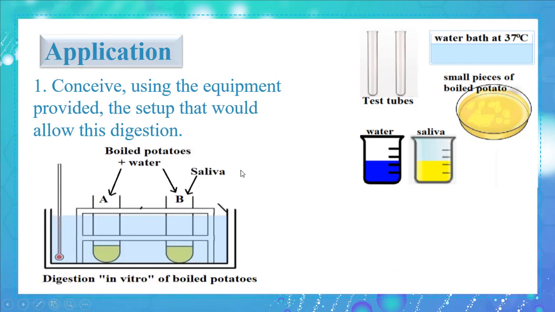So first you start by labeling the two test tubes A and B. Then you put boiled potatoes plus water in both of them. Then you add saliva to tube B only. And finally, you place the two test tubes in the water bath.